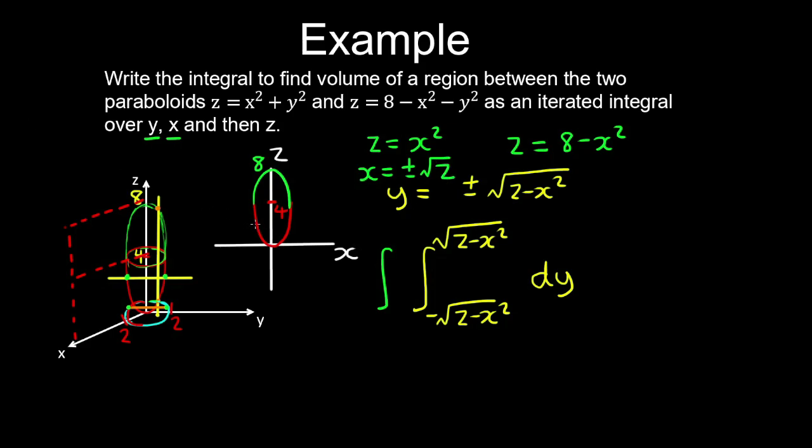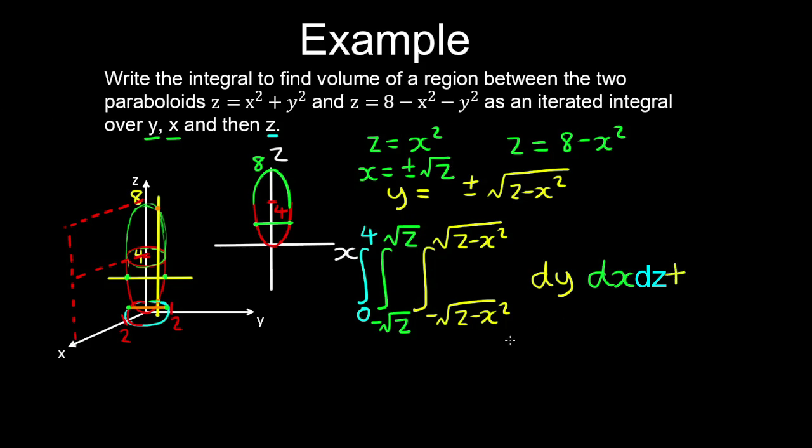So if we take a line along the x-axis, this enters the region at minus root z and exits the region at x is equal to plus root z. And finally, we integrate over z. So to cover all these lines, we integrate from z equals 0 to z equals 4. So that's our first integral.